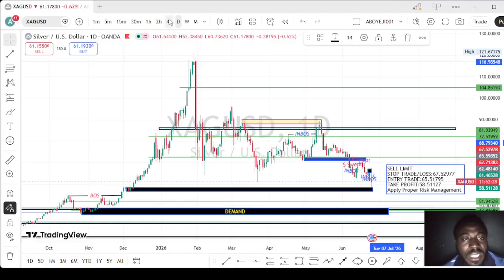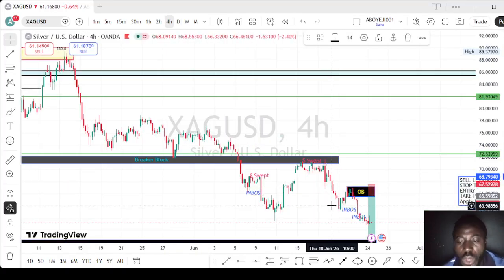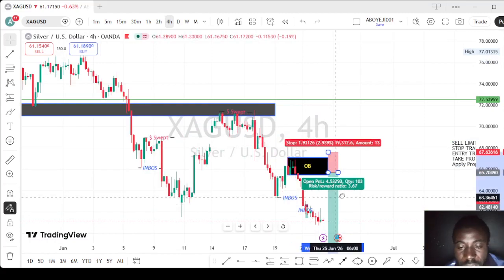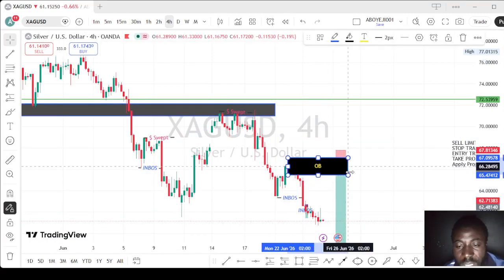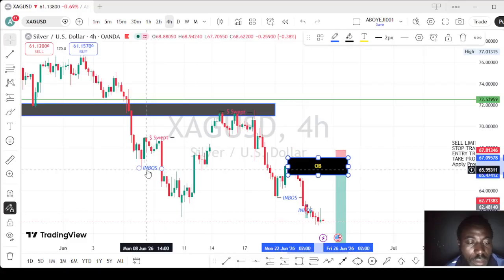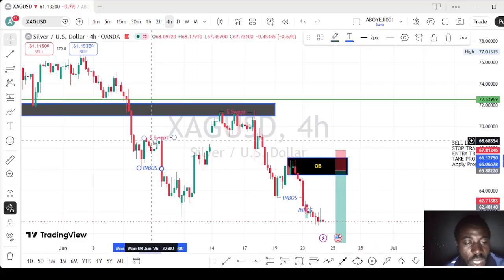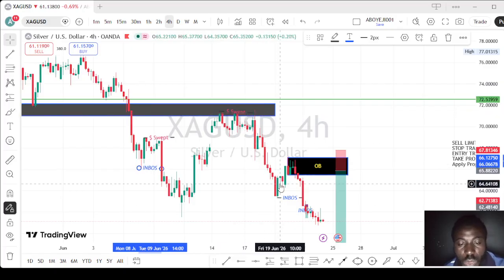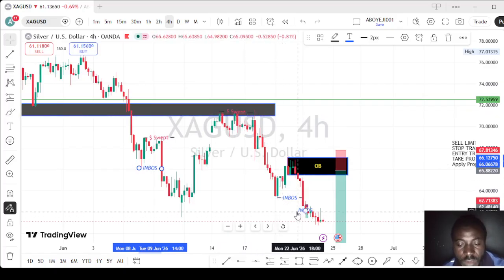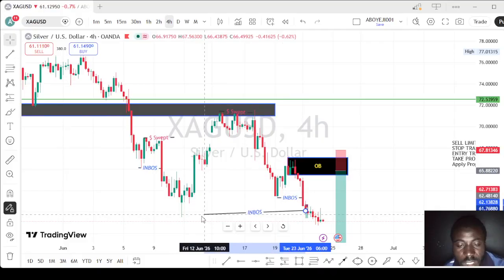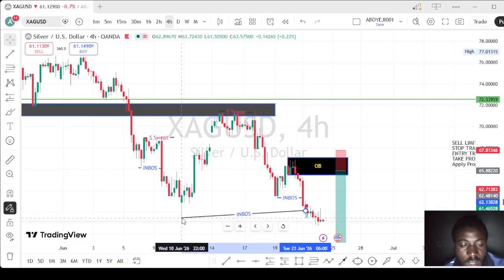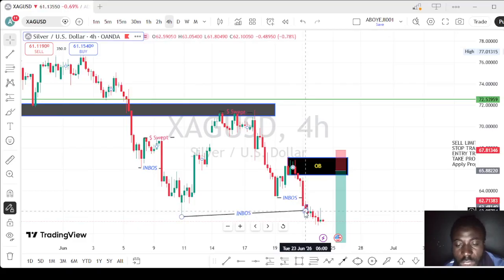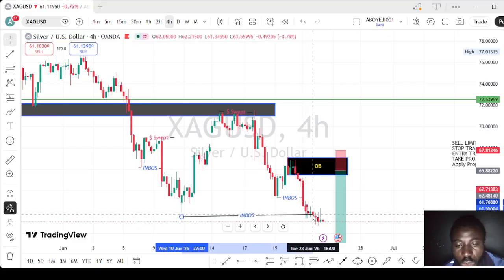Let's go to our analysis area, which is 4 hour time frame, to see where we can sell the market, where we can join the market. This is break of structure, and this is the liquidity sweep, and this is another liquidity sweep, and this is what the vibe of the market is giving us. This is our major downtrend on 4 hour time frame.